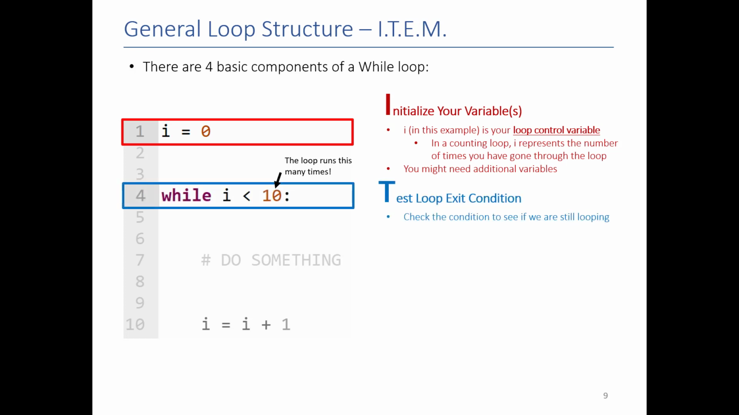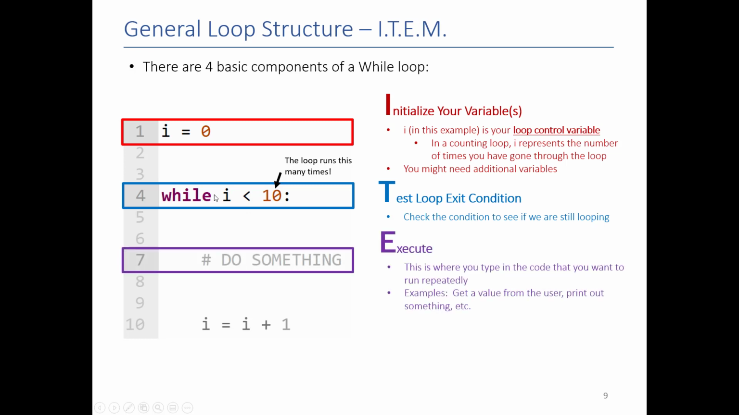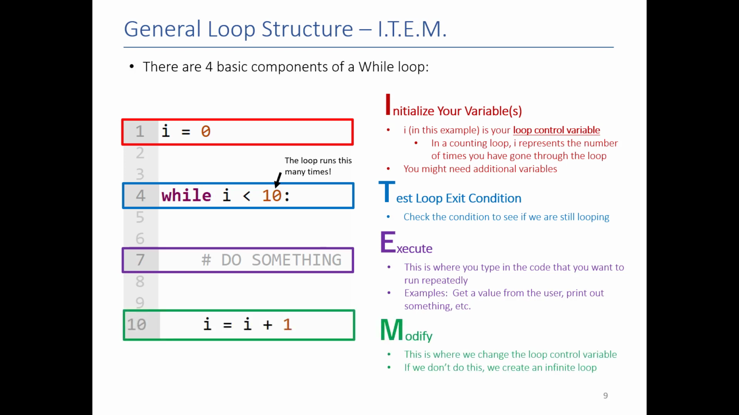T is test. This is where we look at our loop control variable and compare it to see if we are done with the loop. As long as this comparison is true, we loop. If it's false, we don't. In E, this is where we actually type the code that we want the loop to do over and over and over. Sometimes it's just as simple as printing, but other times you need to get inputs from the user or other things. And finally, in the modify step, we take our loop control variable and change it in some way so that when we go back up to this line and look at it again, you don't get stuck in an infinite loop. We always have to change the loop control variable somehow inside the loop.